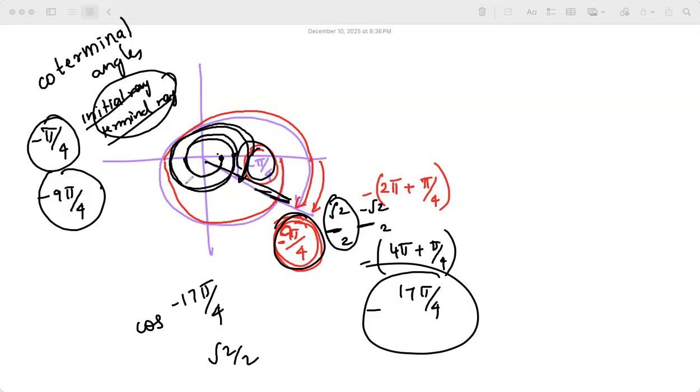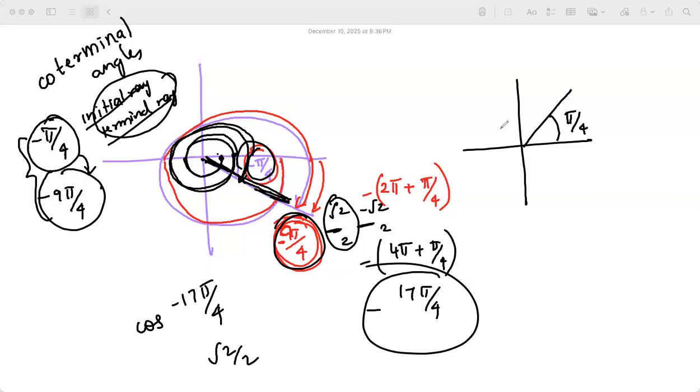So, when you want a coterminal angle, right? First, let's understand what coterminal angles are. Now let me ask you this: from minus pi by 4, how did you get this? Let's go to pi by 4. What is another coterminal angle for pi by 4? What is the coterminal angle of pi by 4?